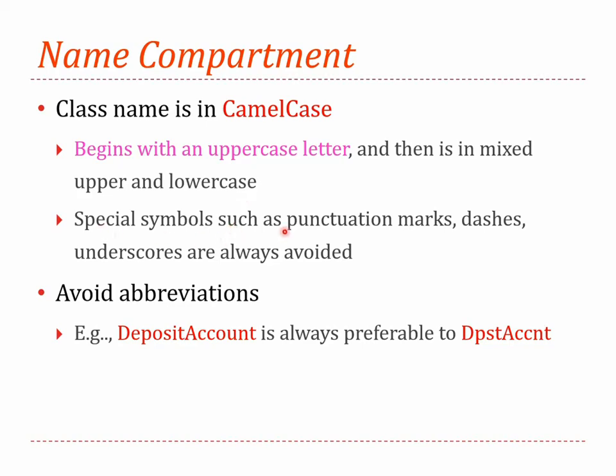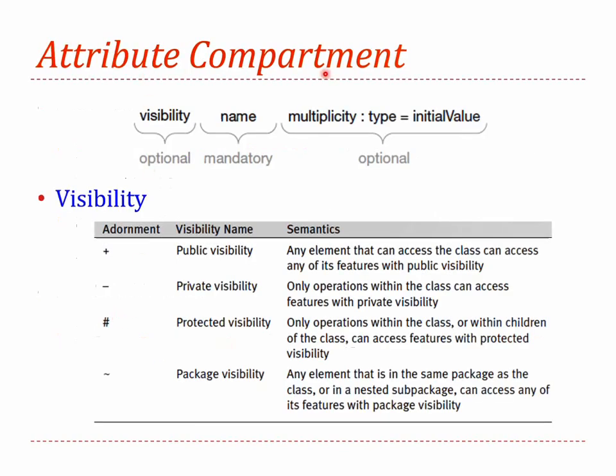Special symbols such as punctuation marks, dashes, underscores should always be avoided. We should always avoid abbreviations. For example, deposit account is always preferable instead of DPSTACCNT. So any class name should be clearly understandable by the customers. The next is called the attribute compartment.